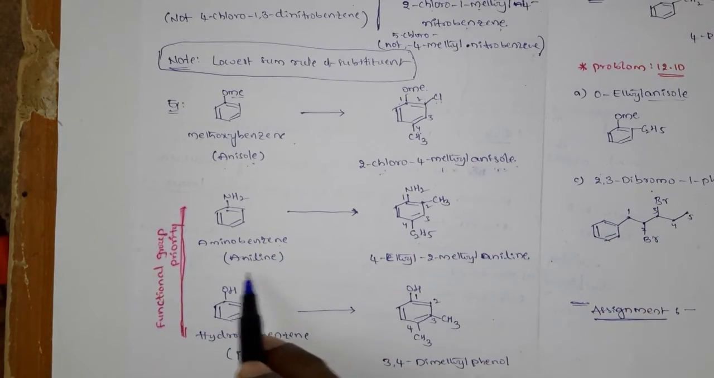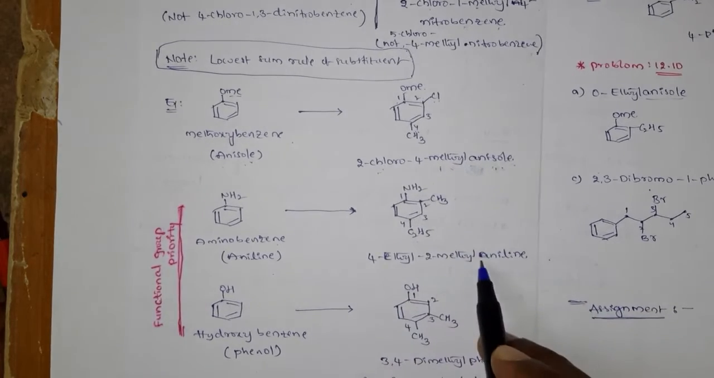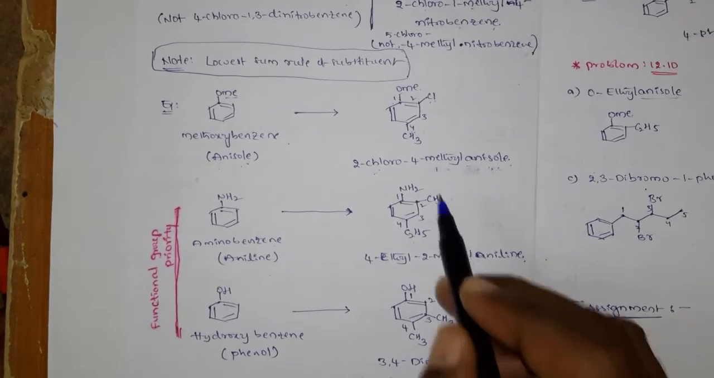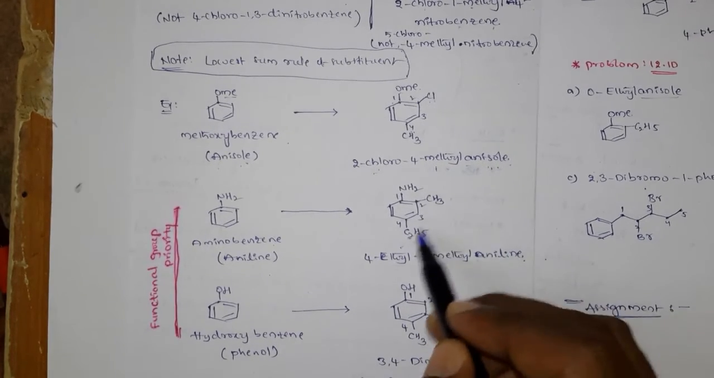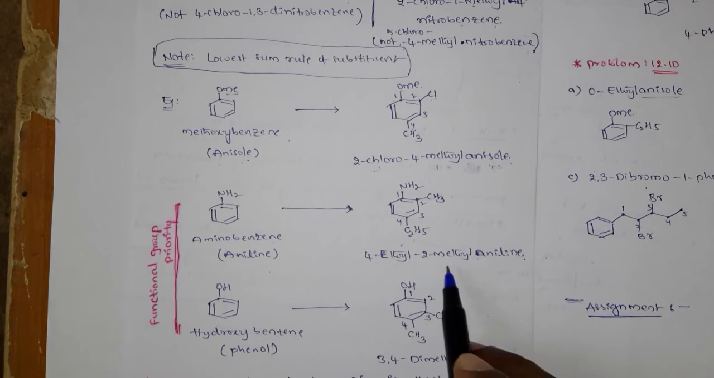Okay, and again, aminobenzene, you call it as aniline. So take that aniline as a suffix, then these two are the substituents. Okay, so one is methyl, one is ethyl. So in the alphabetical order, which one will come first? Ethyl will come first. Okay, so that is 4 ethyl 2 methyl aniline.